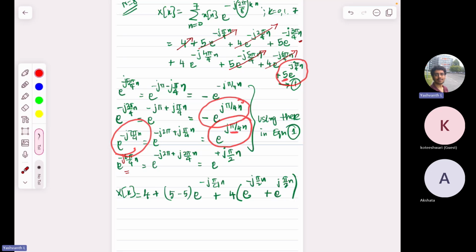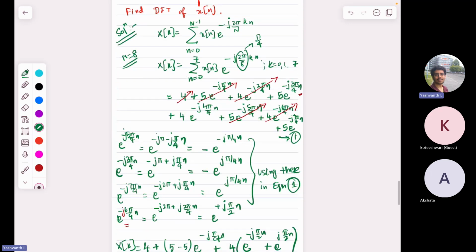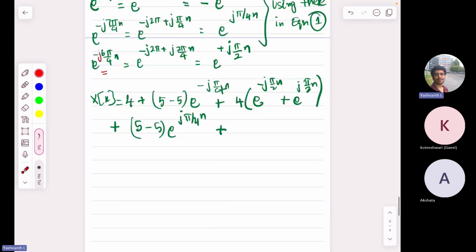And what is the coefficient? 5 and 5, but they are negative. Here it is minus, here it is plus. So what you get is plus 5 minus 5 into e power j pi by 4n again. And finally, what is left? This middle number, because we have now accounted for this and this. The middle number is 4 into e power minus j 4 pi by 4n.